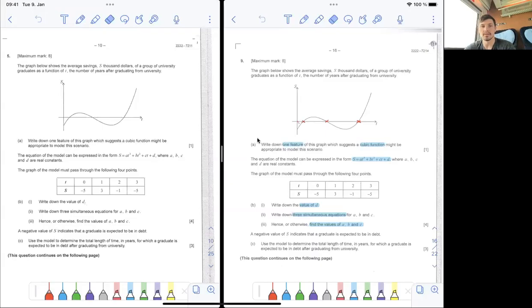Question 5 from the AIHL exam is here on the left, which is identical to question 9 from the AISL exam. So the following recording is my answer to question 9 from the AISL exam.